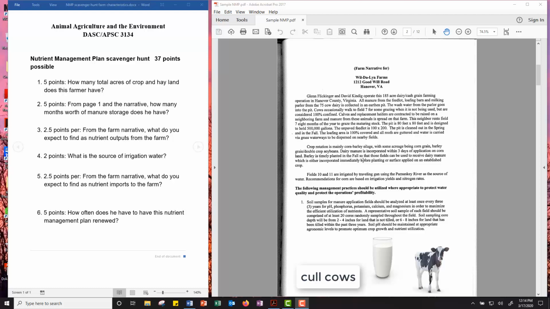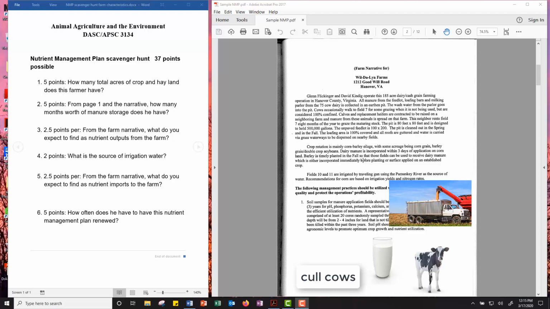The only other thing I see that might be a nutrient export is it says he's a cash grain farming operation. And again, that's subtle. Cash grain farming says that he sells some crops. That's not detailed here in the narrative. We could probably figure out the details later on, but since it says cash grain farming, it's a dairy and a cash grain farm. The exports are going to be the products of the dairy, which is milk, calves, and cull cows. And then the grain.